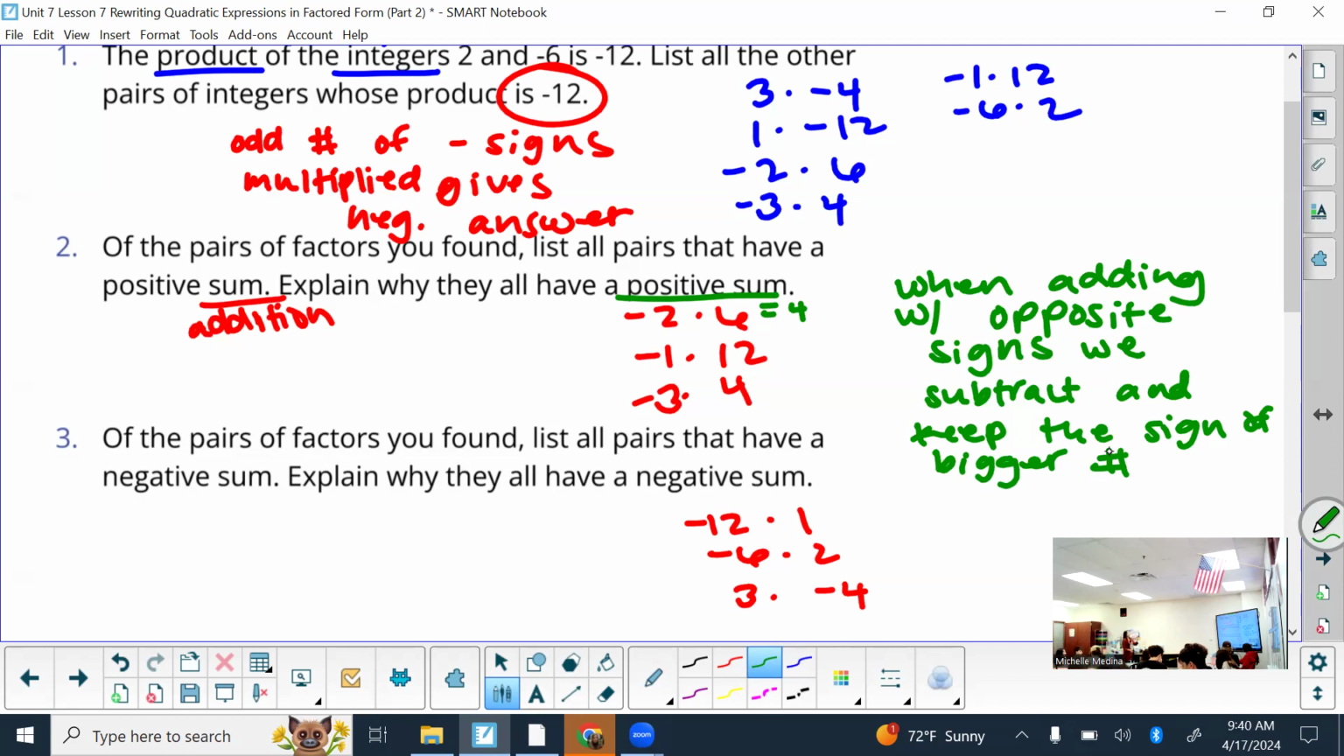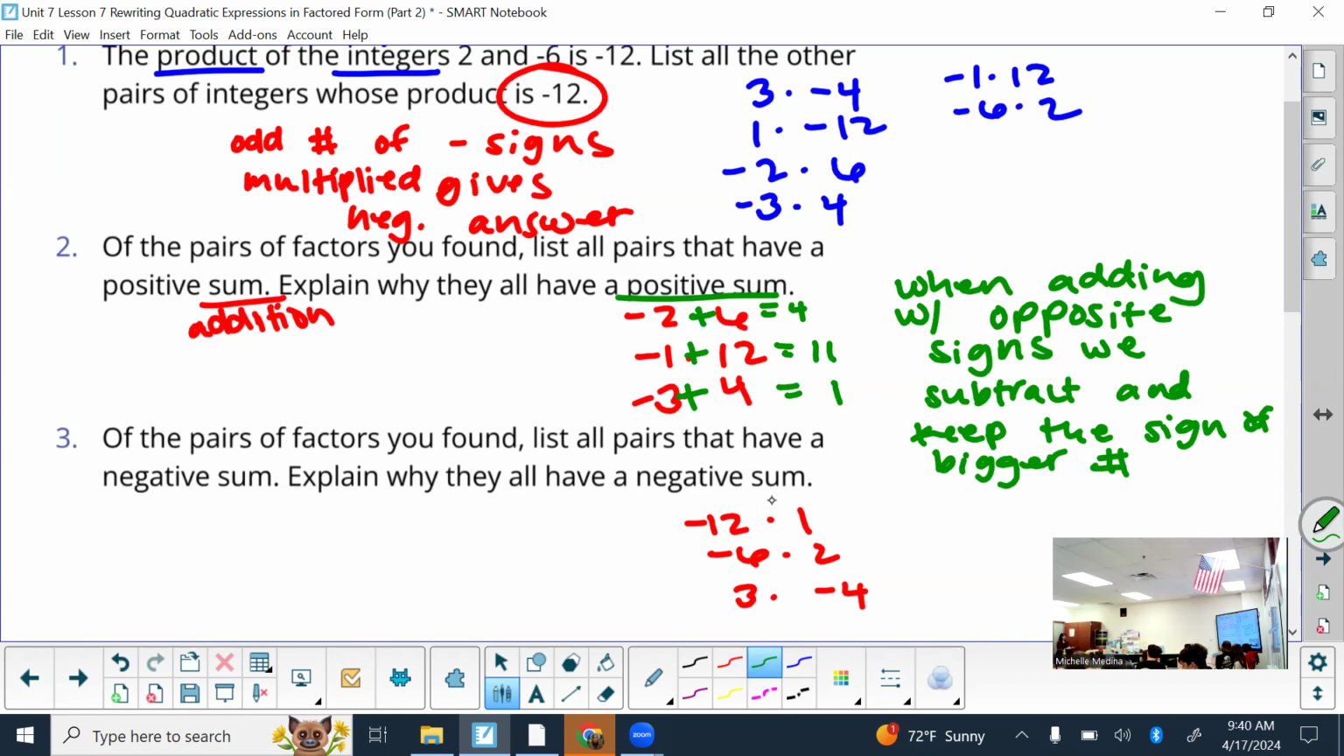But really, we are subtracting. So like, what's negative 1 plus 12? A positive 11. Really, we just did 12 minus 1, but then we keep the sign of the bigger number, which is the 12. What is negative 3 plus 4? So really, we did 4 minus 3, but we keep the sign of the bigger number. So that's why it's a positive 1.